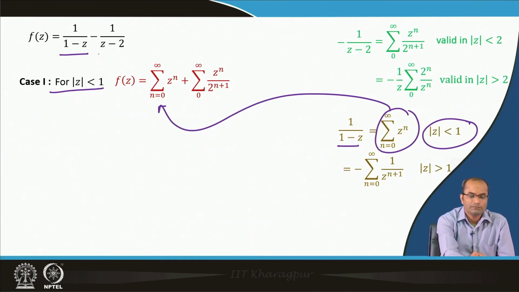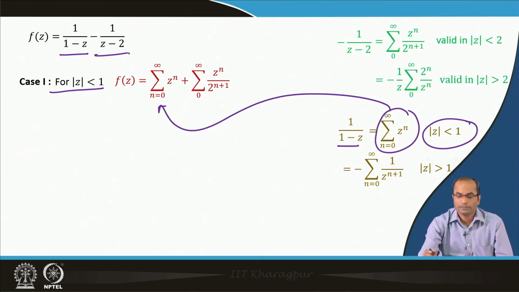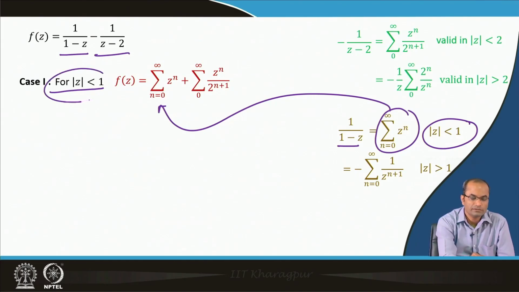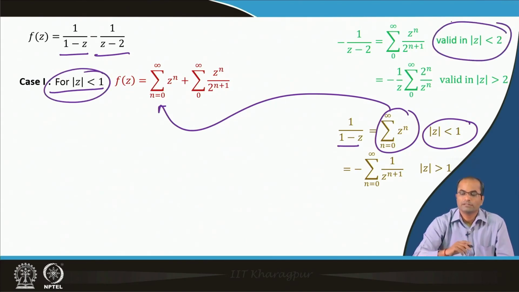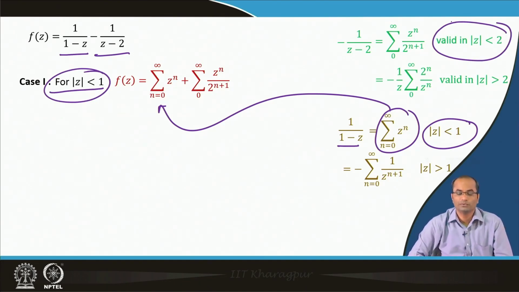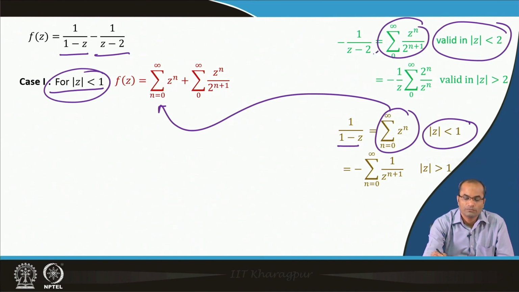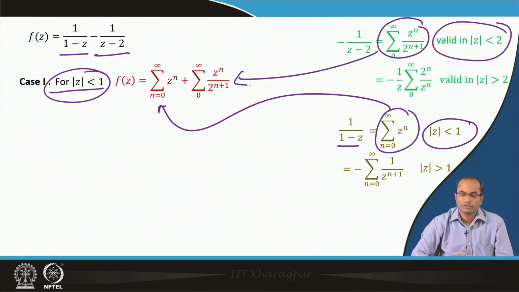For the second one, minus 1 over z minus 2, in this region mod z less than 1, we have this series which is valid in mod z less than 2, and naturally that is also valid for mod z less than 1. So, we can use this expansion for the second term, the z power n over 2 power n plus 1.